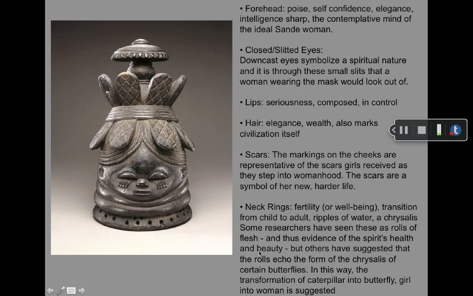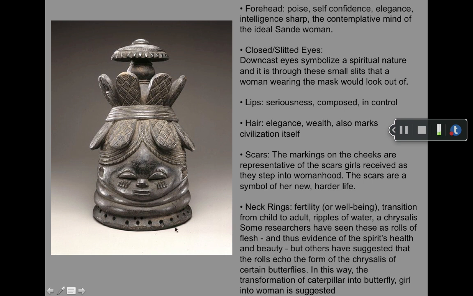The neck rings are another important iconography that we see here. These rings represent fertility. Part of their symbolism is tied to fat, neck fat rolls, if you will, or well-being, right? A well-fed woman who will be fertile and be able to bear children. And this has much to do with the transition from child to adult.